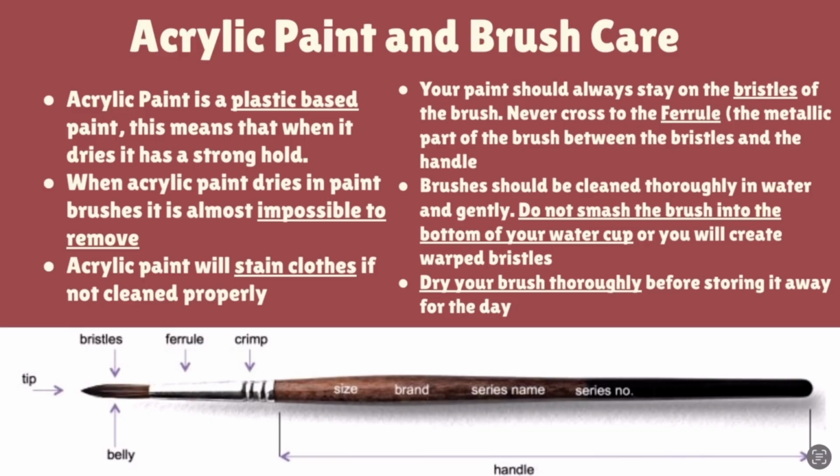Acrylic painting and brush care. Morgan, you can explain that. Acrylic paint is a plastic-based paint. This means that when it dries, it has a strong hold. When acrylic paint dries in a paintbrush, it's almost impossible to remove. Acrylic paint will stain clothes if not cleaned properly, and your paint should always stay on the bristles of the brush. Never cross the ferrule, the metallic part of the brush between the bristles and the handle.